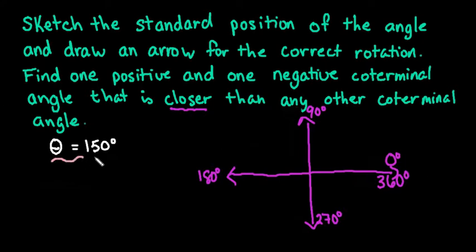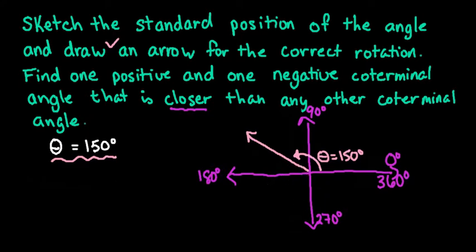All right, so what we're going to do is find theta equals 150 degrees. 150 degrees is going to be between 90 and 180, so we know it's going to stop over here. Because it is positive, we would rotate counterclockwise. So this would be our direction of rotation, and we would say that this is theta equals 150 degrees. So that's how you draw it. And if it was negative, we would have gone the other way and drawn the arrow in the opposite direction.